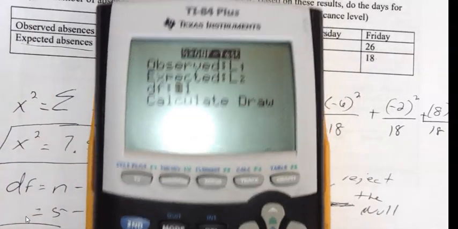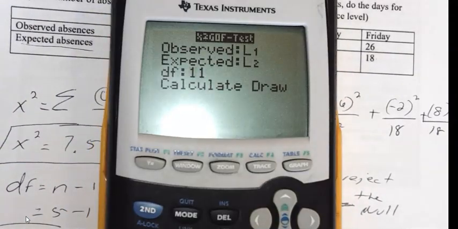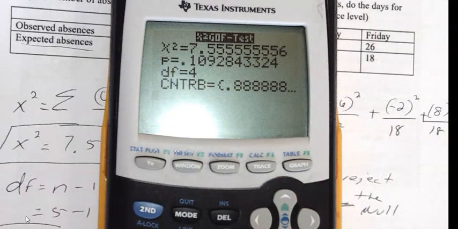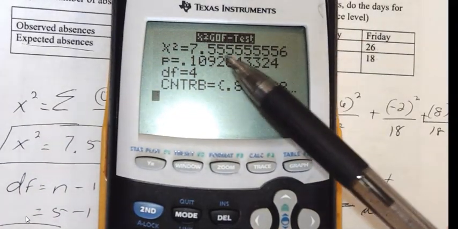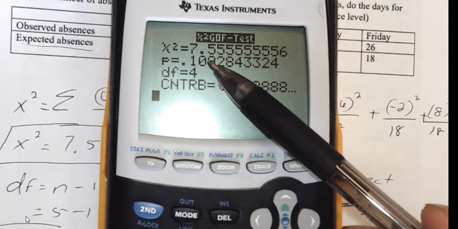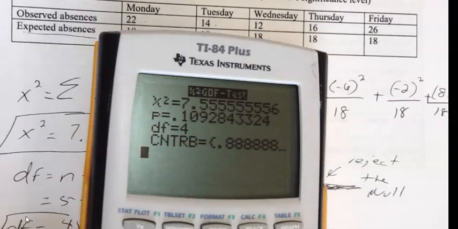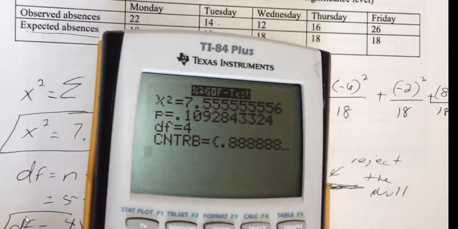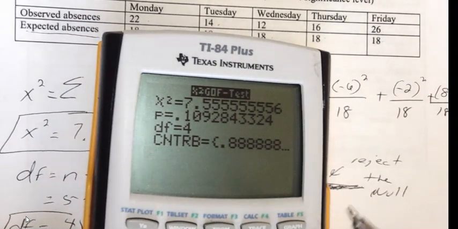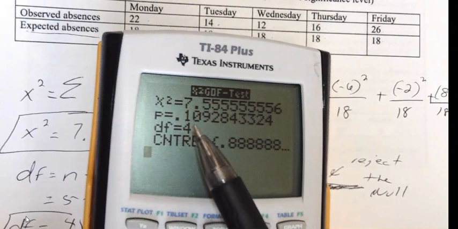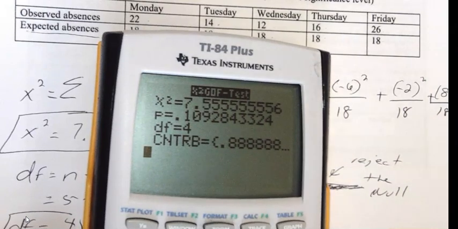My degrees of freedom in this case was 4. And then I can calculate. And we notice it tells us automatically our chi-squared value. And it also tells us the probability of that happening. Since that probability is bigger than 0.05, but its significance level is 1%, so since it's bigger than 0.01, this is not unusual. Hence, we fail to reject the null.